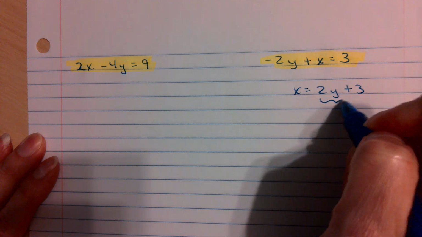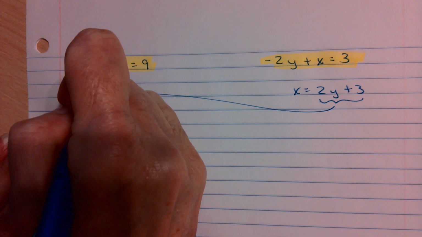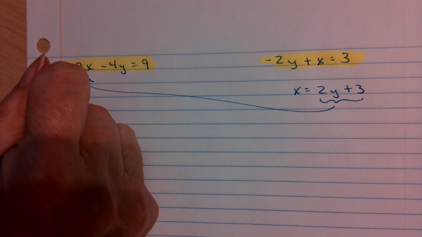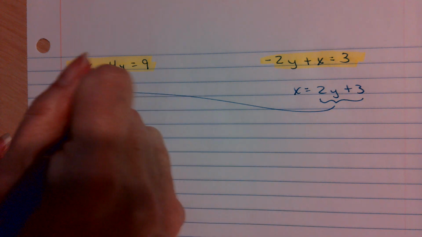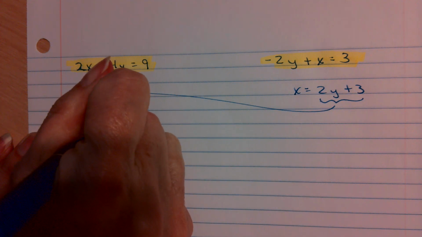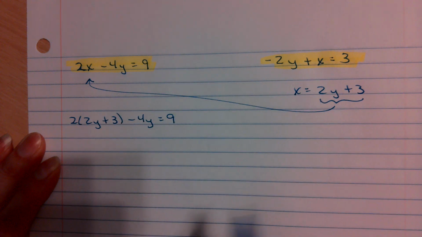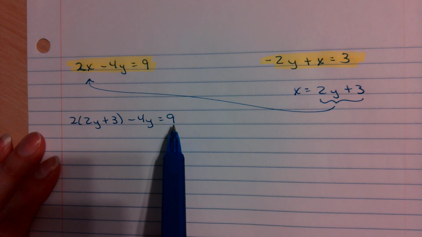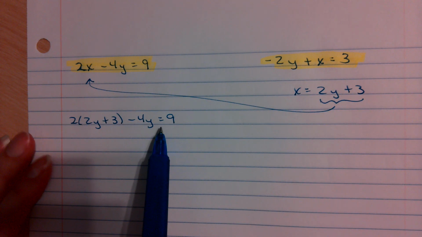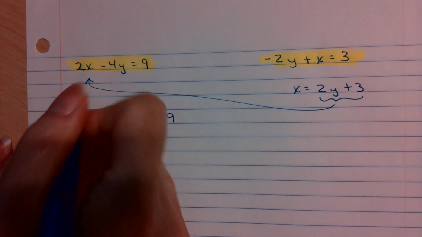Now I'm going to take this and substitute it over here for x. So 2 times (2y plus 3) minus 4y equals 9. And now I have one equation, and the only unknown is y. So I'm going to try and solve this for y. So distributing the 2.